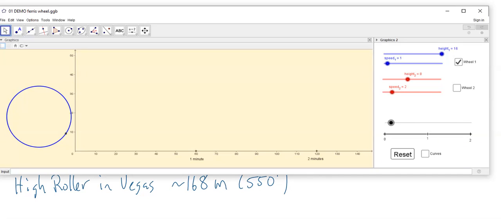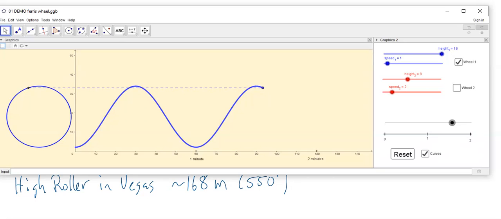Okay, so I can actually turn this on. Let's try it. Now this is the same height as the rider. Goes up, gets to the top at 30 seconds. You can see that works out. Down to the bottom at a minute. Back up to the top after another 30 seconds. That's 90 seconds total, 60 seconds and 30 seconds. And then back to the bottom.